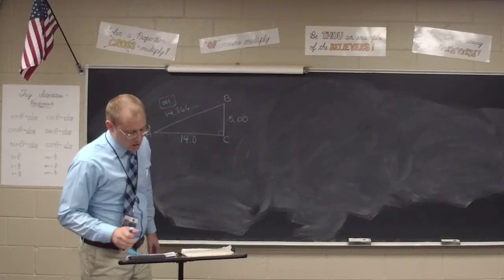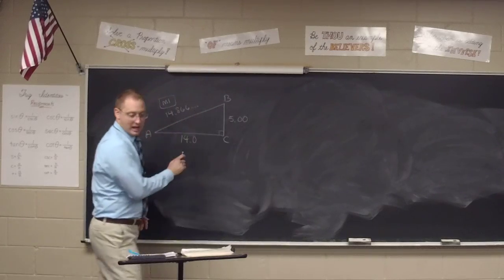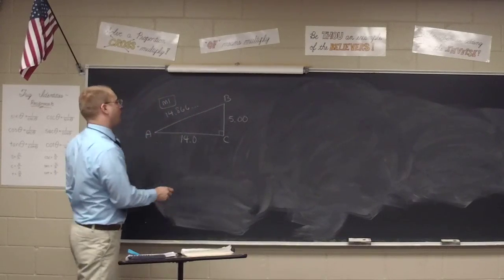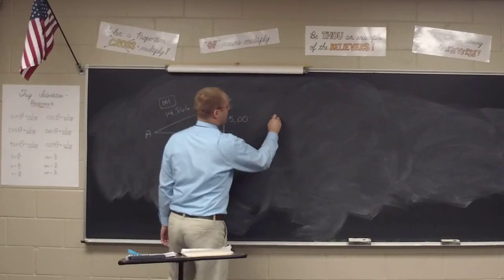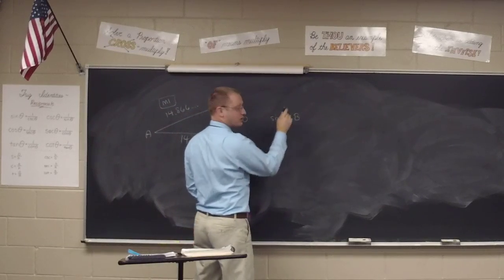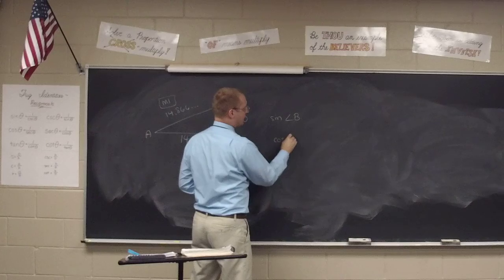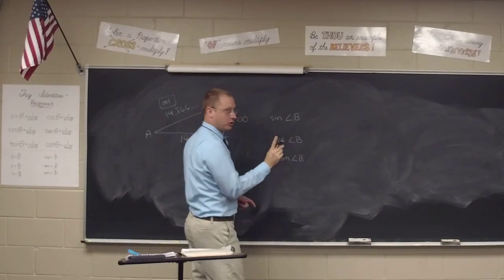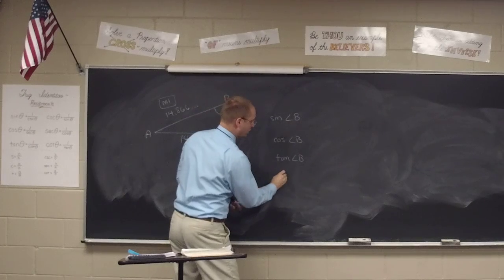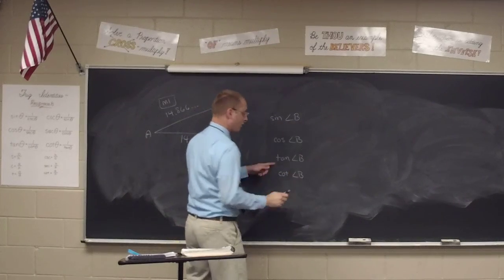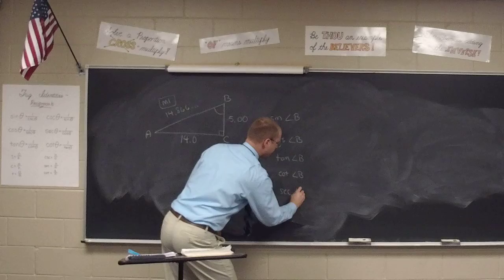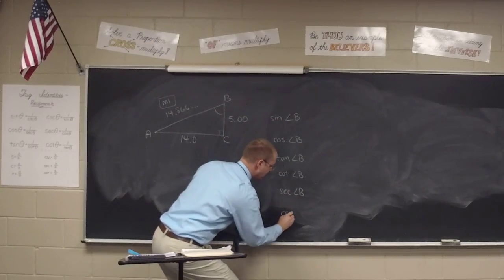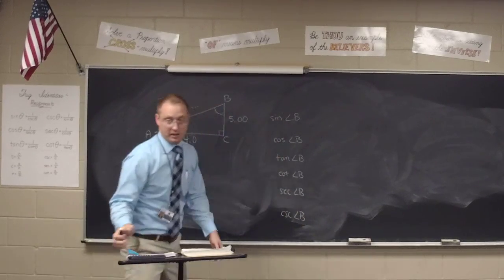Excellent. All right. So now we're looking at angle A, correct? Angle B? Oh, they tricked me. All right, we're looking at angle B. We want the sine of angle B. Write this down on your paper, please. We want the cosine of angle B. We want the tangent of angle B. I'm going to change up the order a little bit here. Right below it, we want the cotangent of angle B. Right below that, the secant of angle B. And below that, the cosecant of angle B.